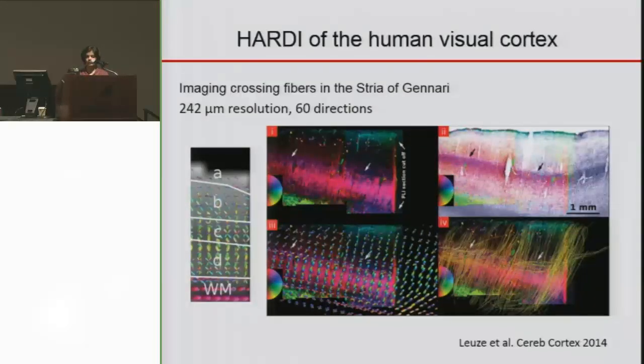So this is a recent study using Hardy of ex-vivo human visual cortex specimens. And this is Hardy using 60 directions. So in this figure, we can see that based on the fiber orientation distributions, the visual cortex could be divided into 4 layers. And here on the right, we can also see intracortical fibers that are reconstructed in the stria of Gennari. And then this figure also compares these fibers using polarized light imaging and myelin staining to try and understand the diffusion orientations in the cortex.